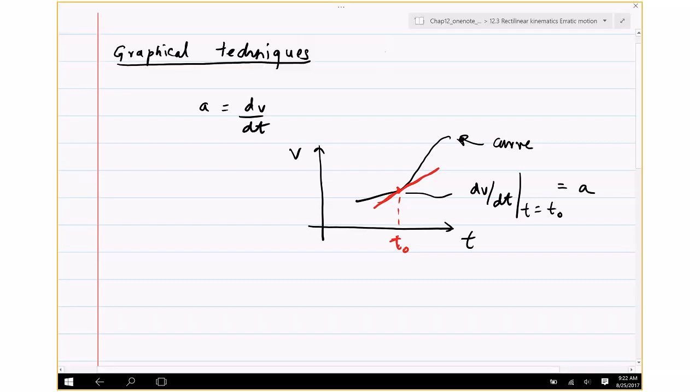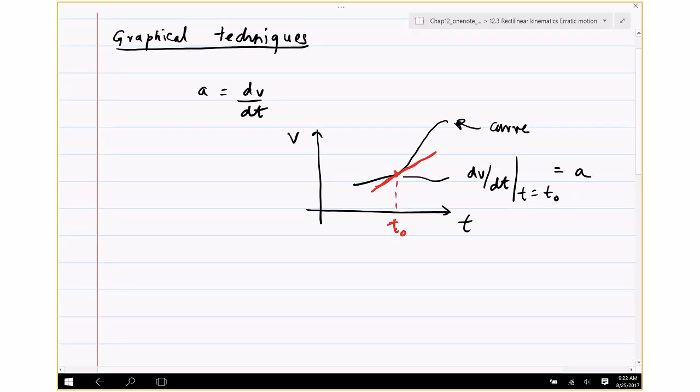If you see that the velocity-time curve is flat, then what's the acceleration? Zero, because the change in velocity is zero as a function of time.